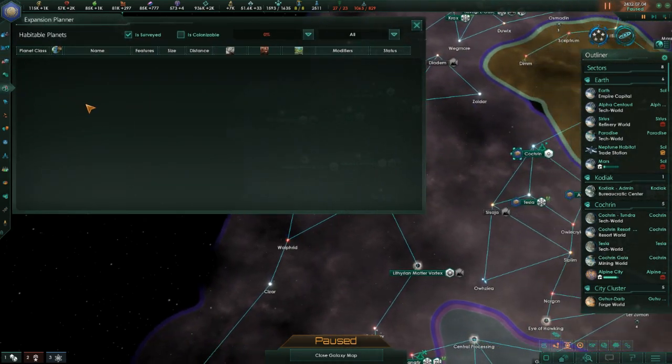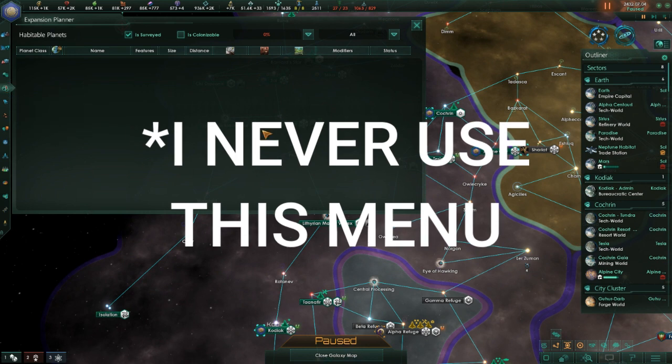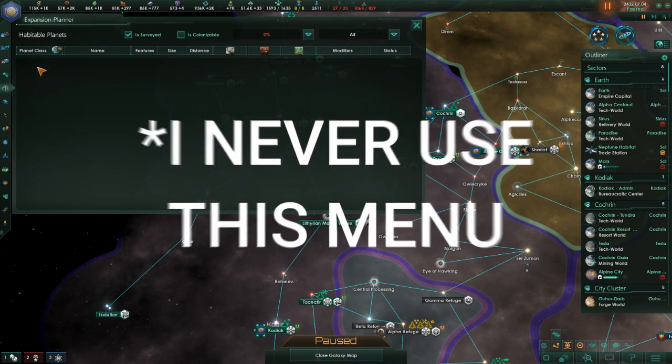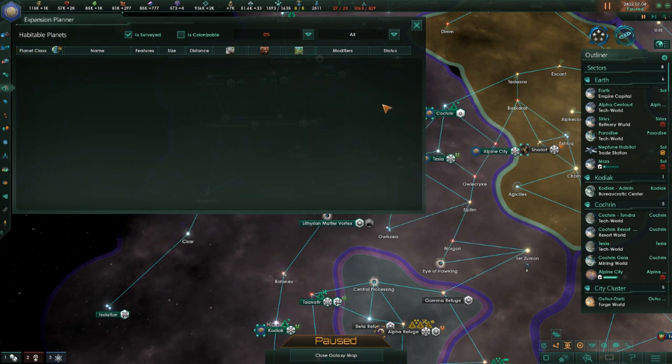Expansion Planner. If you click this button and there is a world that is not colonized, it will appear here and it will tell you information about the world so that you can decide whether or not to just send a colony ship over there or not.